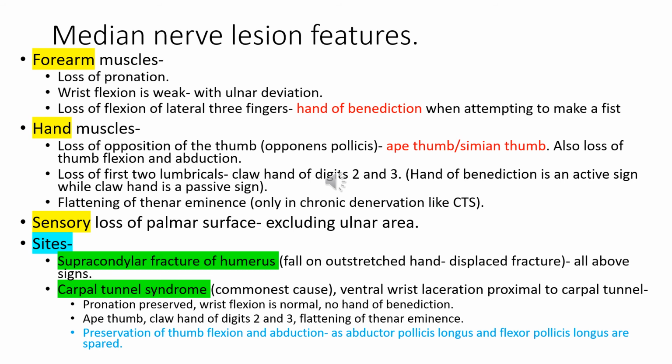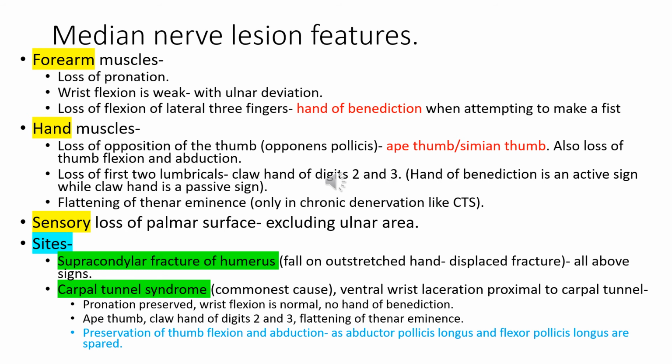Now the commonest site of injury of median nerve is at the wrist, and usually this happens due to carpal tunnel syndrome. Sometimes it can also happen when there is a ventral wrist laceration proximal to the carpal tunnel. Now when the median nerve is injured at the wrist, we have to understand that pronation will be normal, wrist flexion is normal, and there is no hand of benediction.